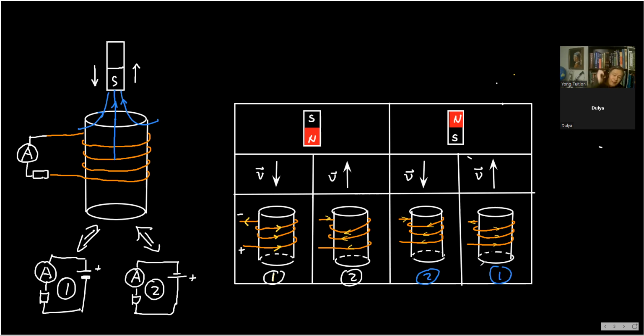Well, this is a summary of Lenz's law. This single page, right? So this is Lenz's law.